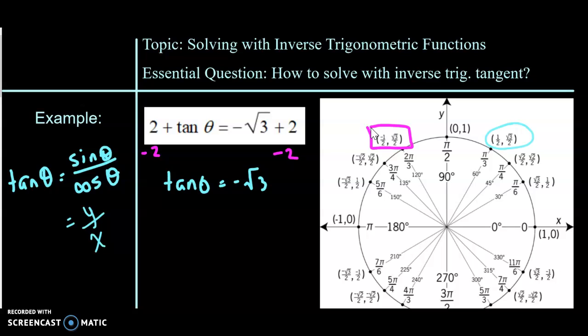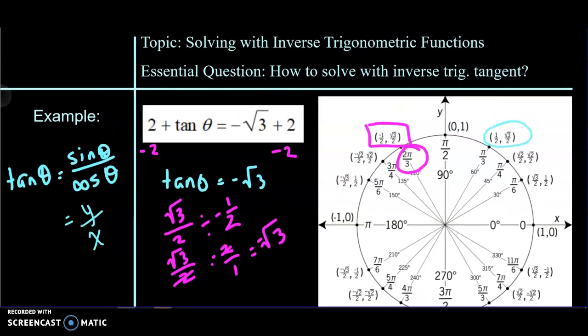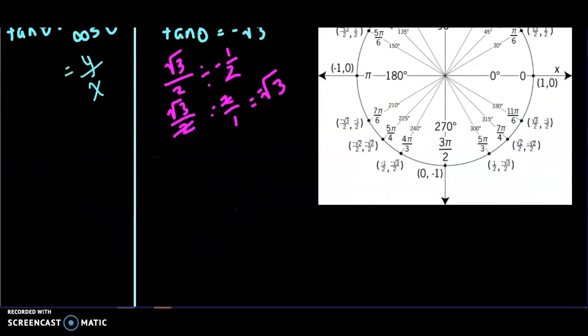Okay, I'm going to show you. So if I take radical 3 over 2 divided by negative 1/2. Remember, we switched this to our multiplication. What happens to the 2's? They cancel out, and we're left with negative radical 3. So that's what I want. So one of them would be 2 pi over 3. Theta needs to be 2 pi over 3. That is one of the cases, okay?